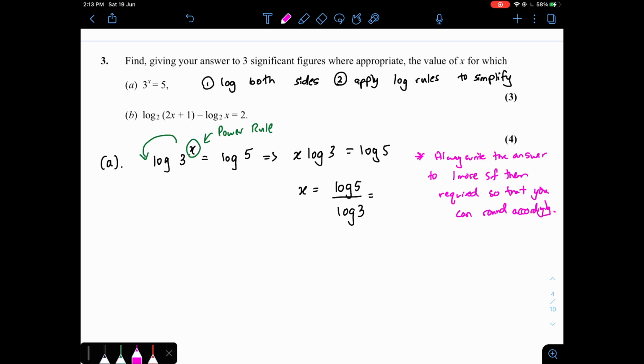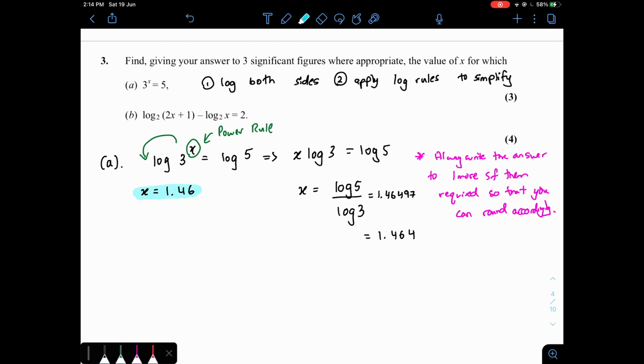Okay, so the answer is 1.46497. I've just elongated it. In this case we only need 3 significant figures. So the fourth significant figure would be the 4 in 1.464, so we only look at the next one. Does it affect the 6? It doesn't, because it's not bigger than 5. So our answer is x equals 1.46. So that is our answer.